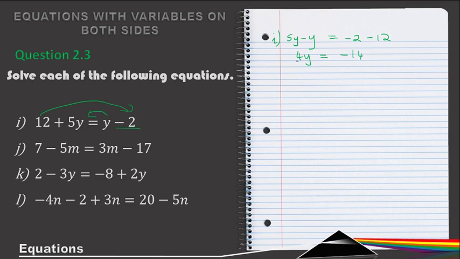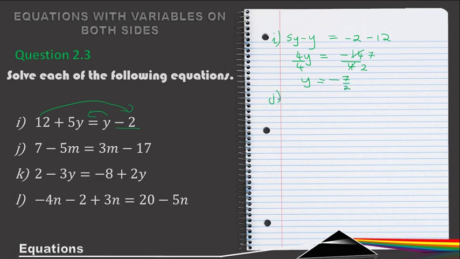Okay, and then divide both sides by 4. This is then y equal to negative... I can just simplify this. 2 can go into 4 twice, and then into 14 7 times. So this is negative 7 over 2.